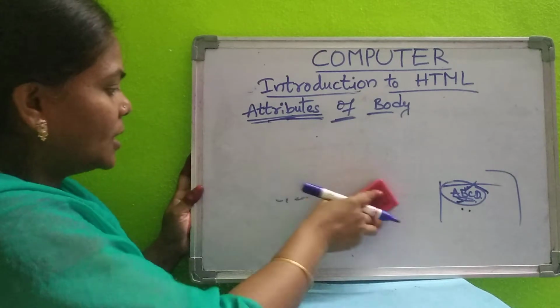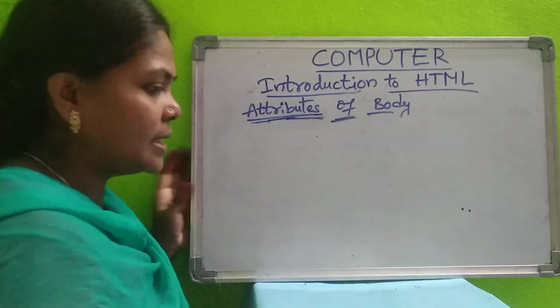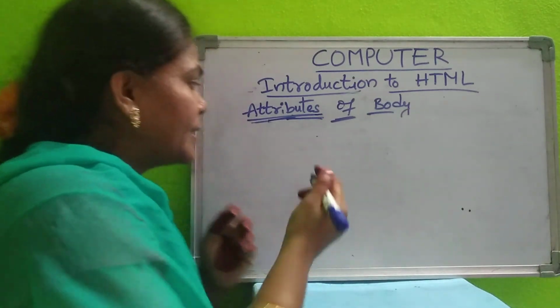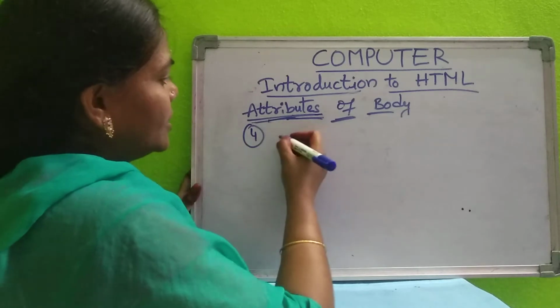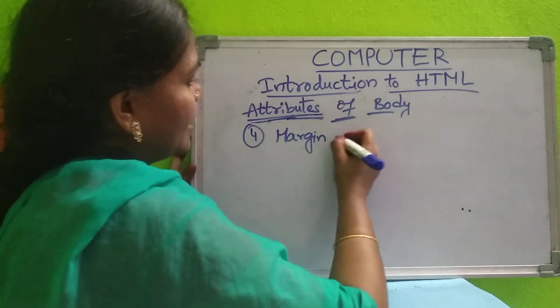So we can give margins. In MS Office Word, how are we giving margins? We are selecting the numbers and giving the margins, right? Like that, margins we can give for the text. Margin. So in this, 4 margins are there.